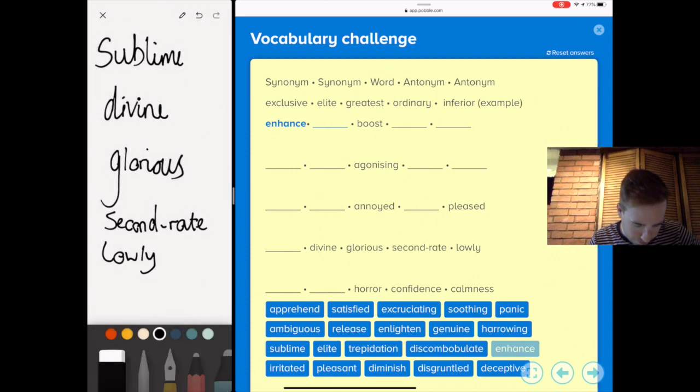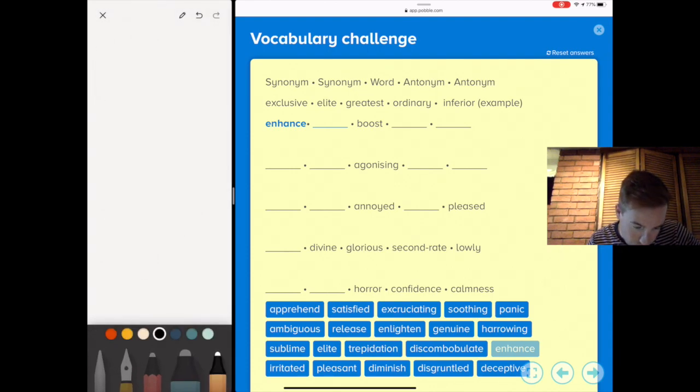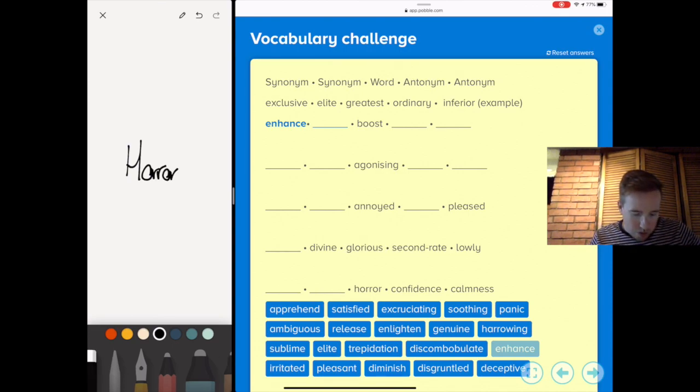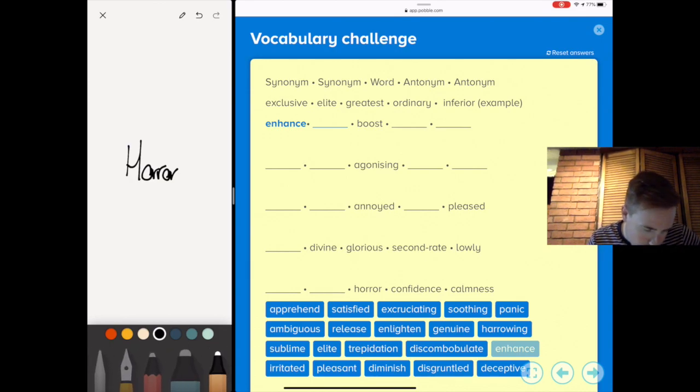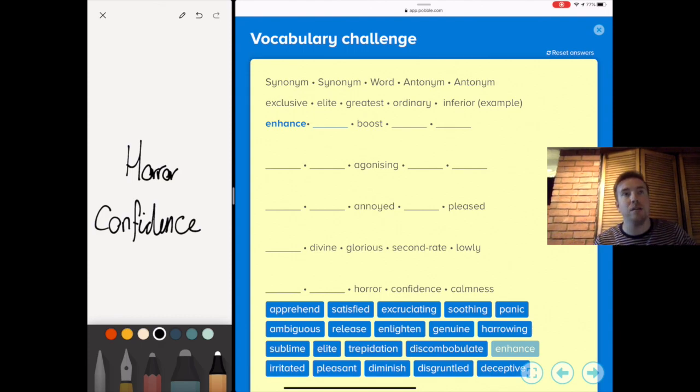Horror. You might be able to hear somebody reading upstairs. Horror. So, you've been given confidence. Bit of an odd one, that. But if you think about it in the form of how you would feel in a horror film, you'd feel quite scared. Confidence would be the opposite.